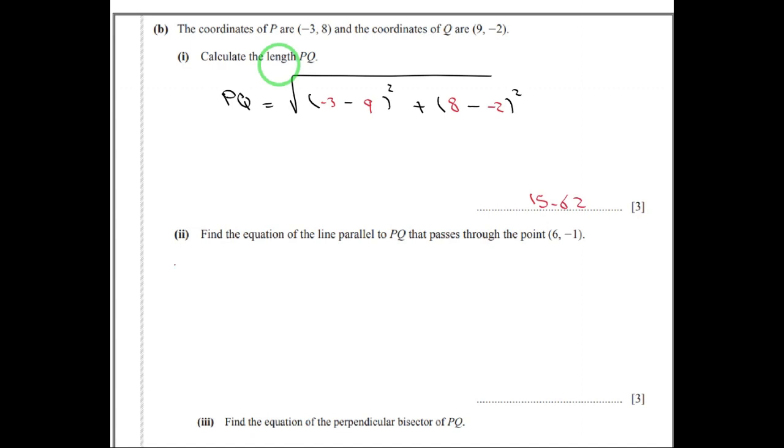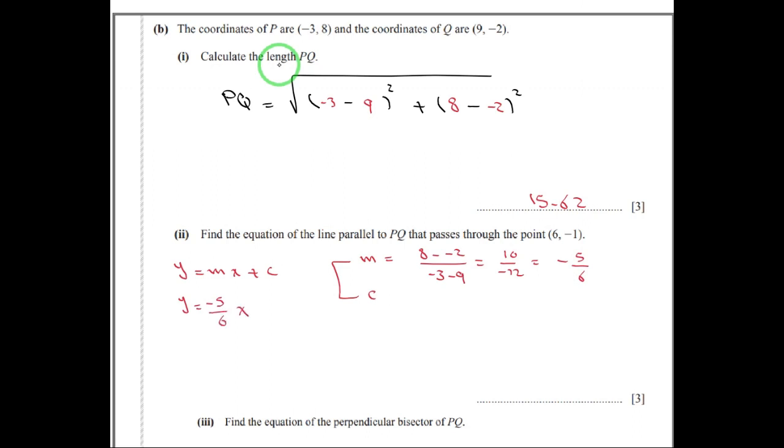To find the equation of the straight line, y equal mx plus c. Now we have to find the value of m and the value of c. To find the value of m, we find the gradient: 8 minus minus 2 over negative 3 minus 9. That is 10 over negative 12, which means negative 5 over 6. The slope is y equal negative 5 over 6 x.